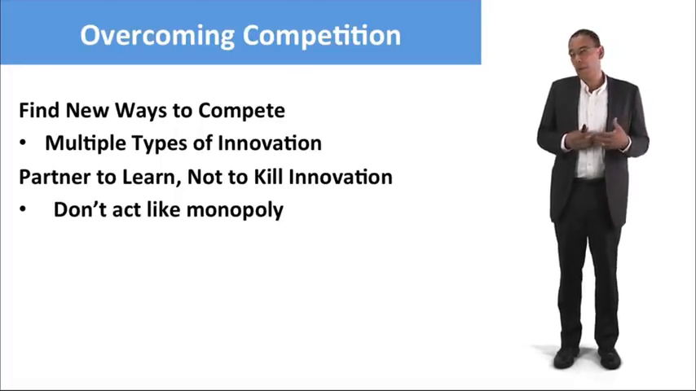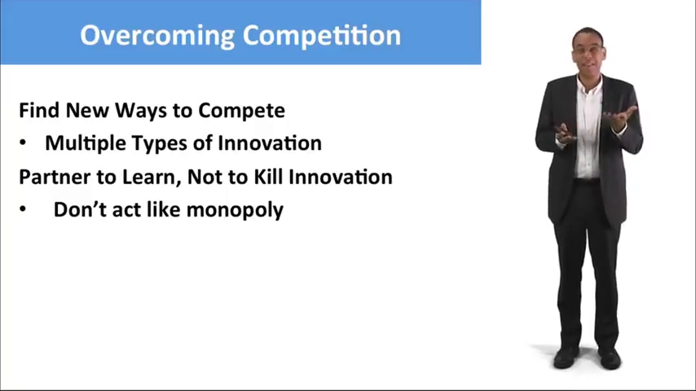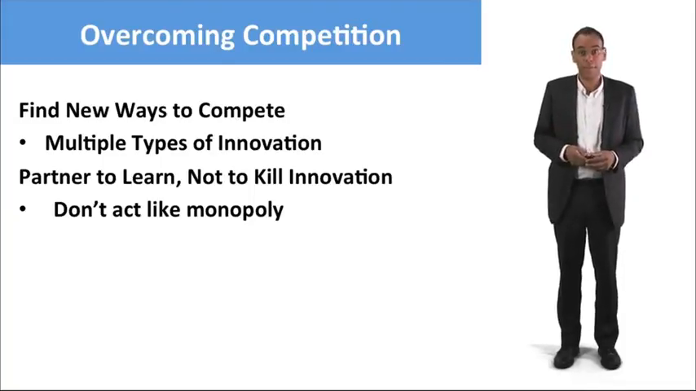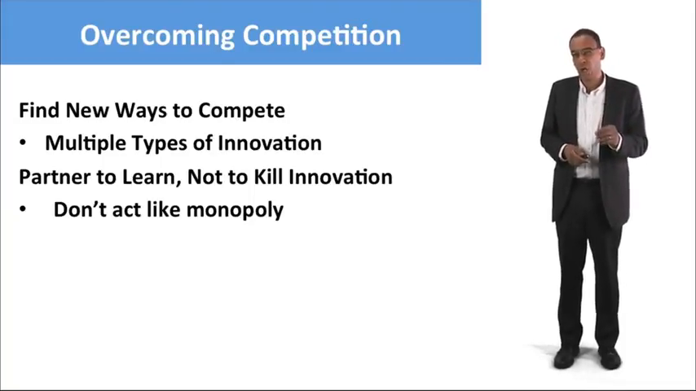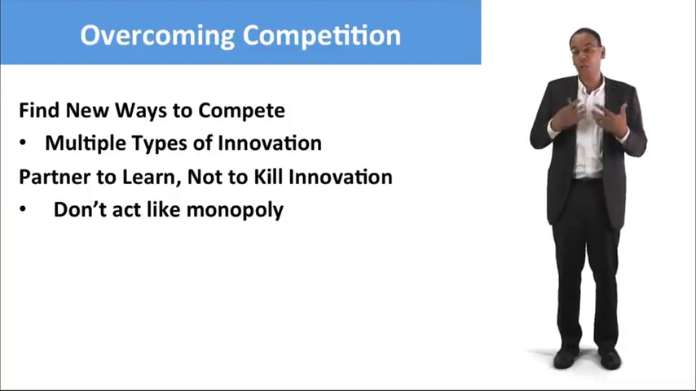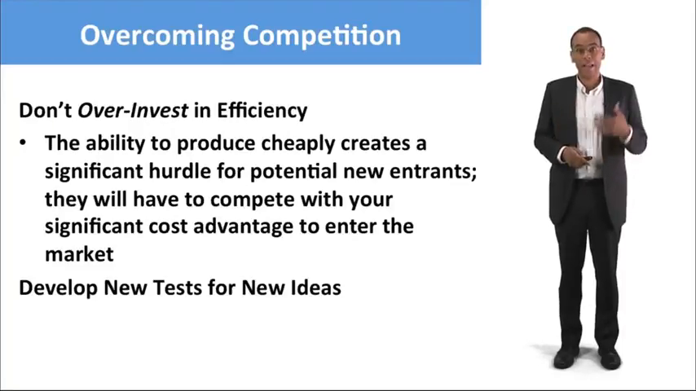Another thing we can do is in our partnerships and alliances. Often organizations form partnerships in order to kill innovation. Like I explained, the T-Mobile and AT&T merger was really about AT&T not having to go through the work of innovating by creating their own 4G network. But if we partner to learn and not to kill innovation, I think that's where we're going to get to a better place. We don't want to act like a monopoly, but we actually want to learn how to change things in a fundamental way.